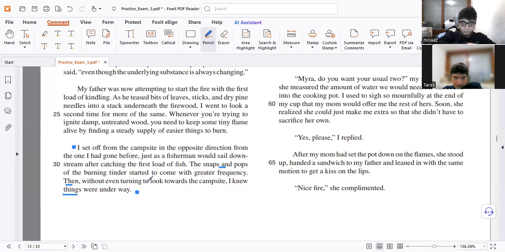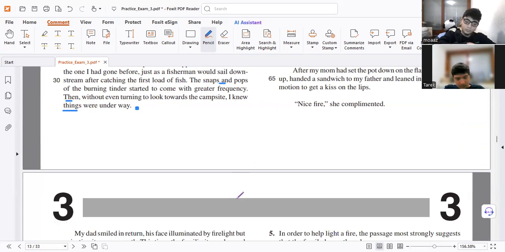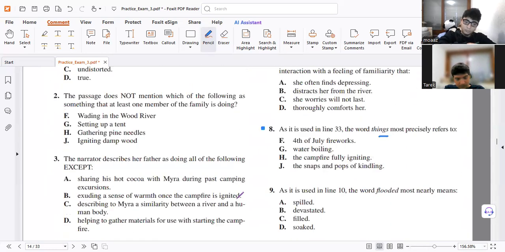So "things" here does not refer to snaps and pops. So this means the father is going to be doing something. Here, does it refer to fireworks? If we mention water, or about campfire? Campfire. About snaps and pops, so it means everything. So since it means everything, not only snaps and pops, this means her father was doing something. That's why. So it's called the prediction. So it's called reference, something mentioned.